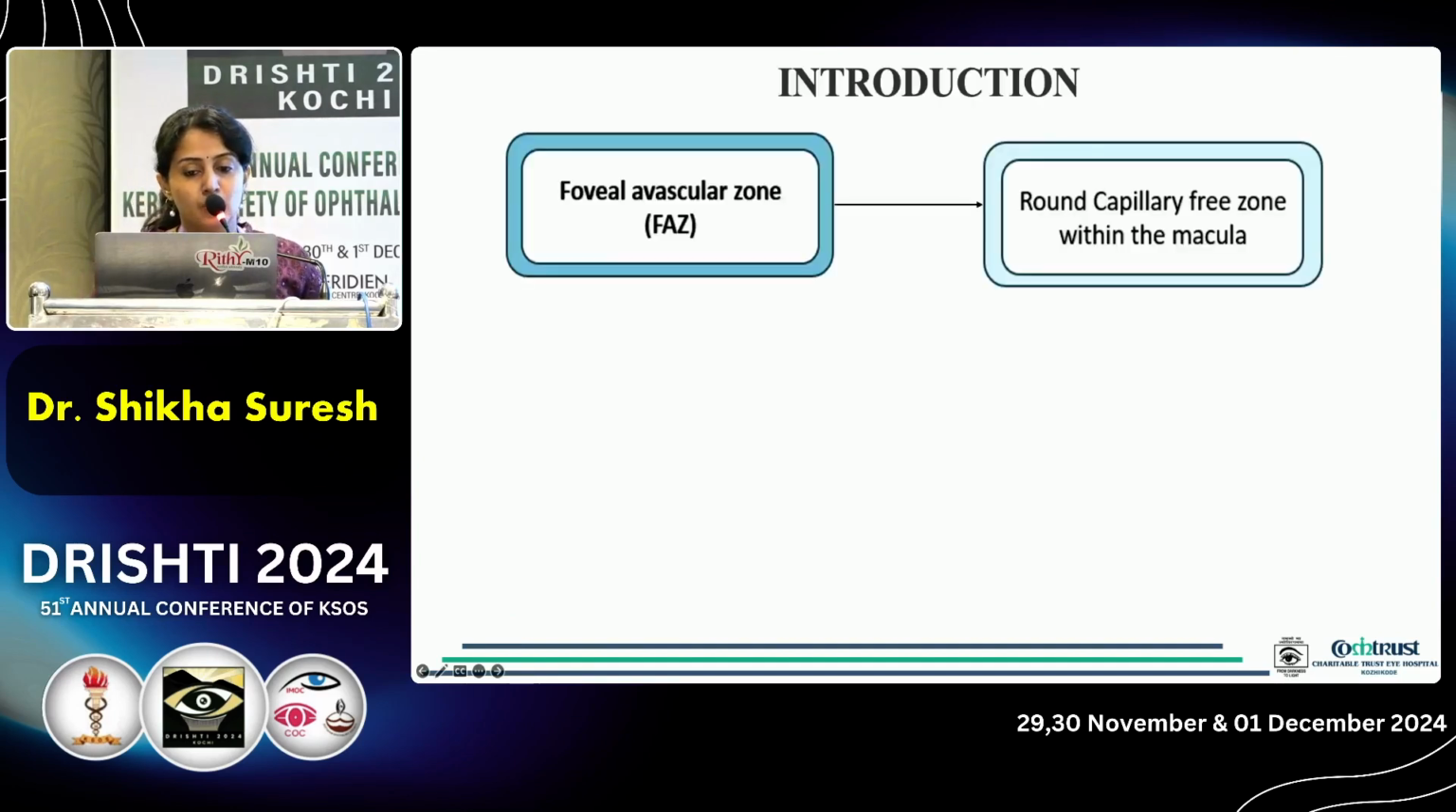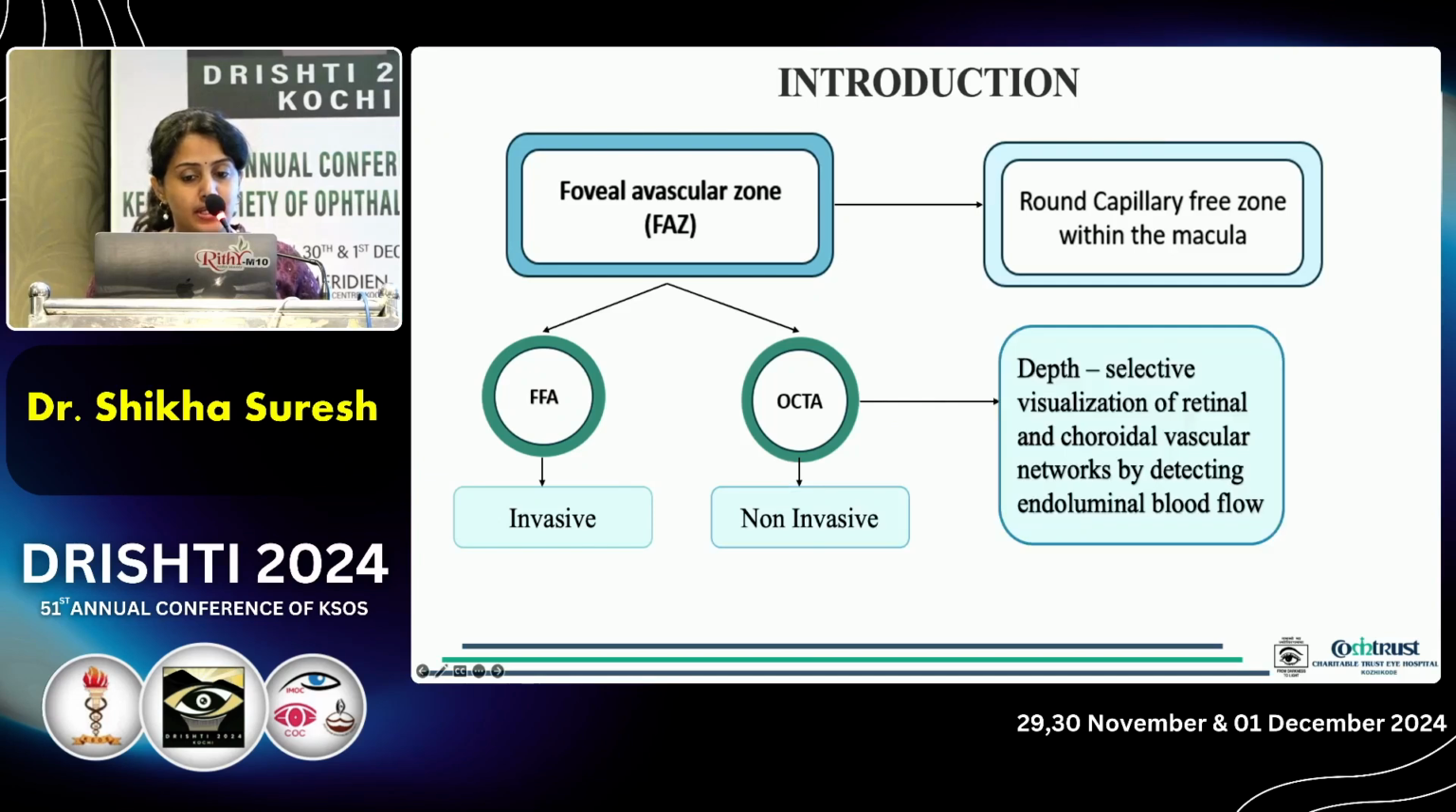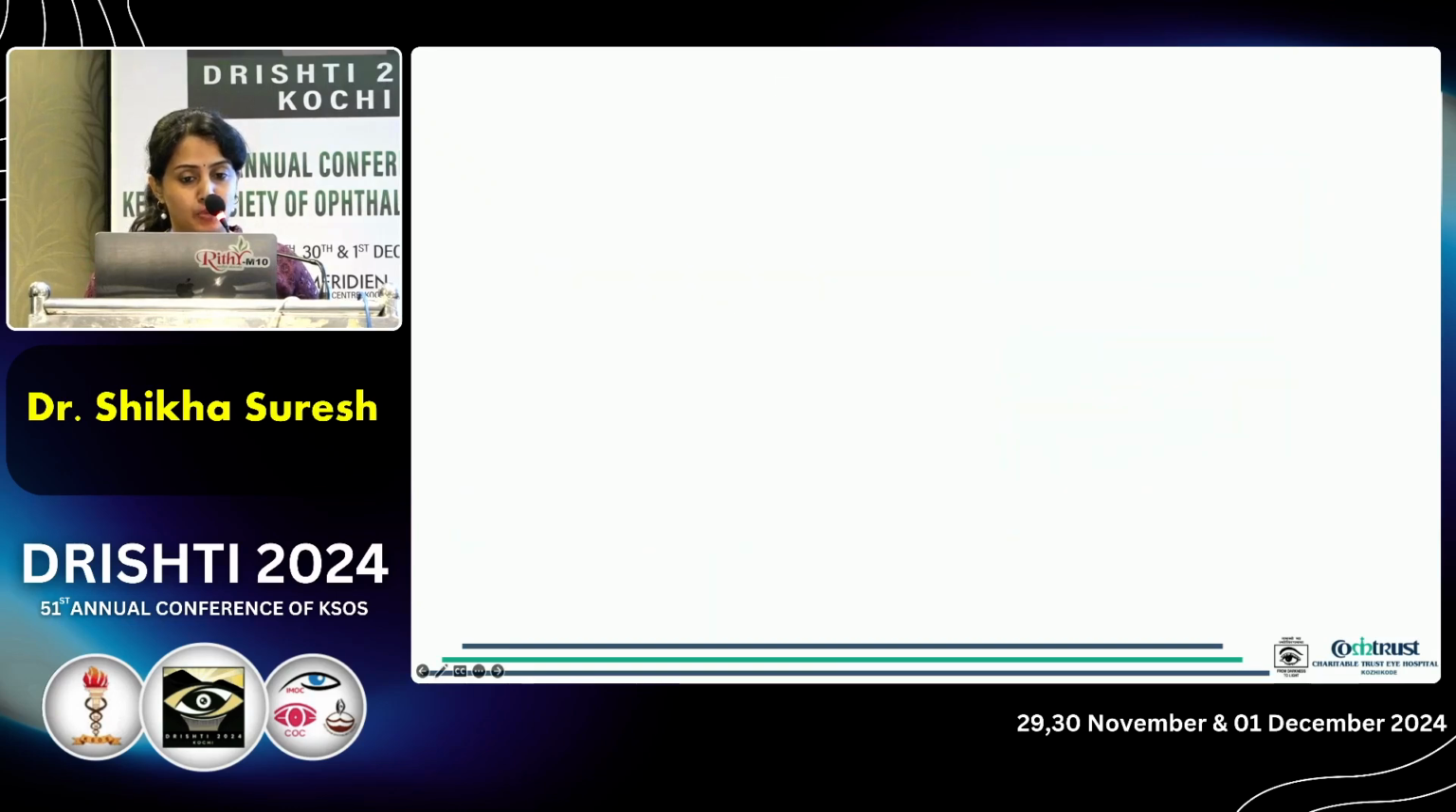Foveal avascular zone is the round capillary-free zone within the macula. It is usually delineated by fundus fluorescein angiography, which is an invasive procedure. Nowadays, OCT angiography, which is a non-invasive procedure, is used for assessing the foveal avascular zone. It allows depth-selective visualization of retinal and choroidal vascular networks by detecting the endoluminal blood flow.